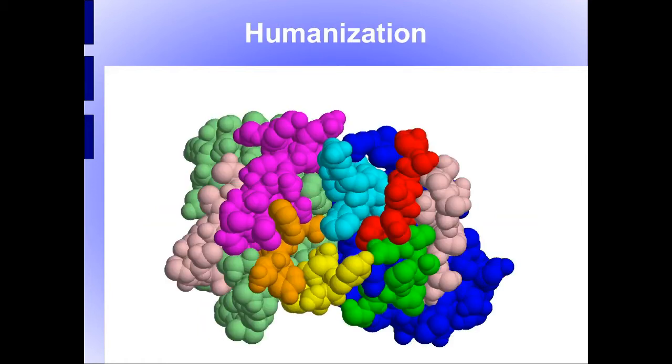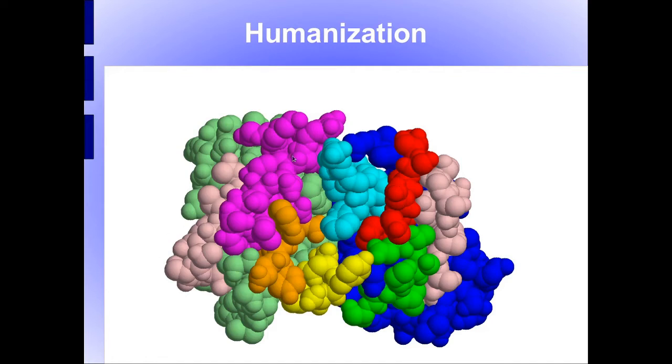However, in the chimeric antibodies, there is still a substantial amount of foreign protein present. So the refinement to that is known as humanization. Now, this is a view you've seen before of the antibody combining site, and we have the 6 CDR loops shown in the purple, orange, yellow, green, red and cyan. And the rest is the supporting framework.